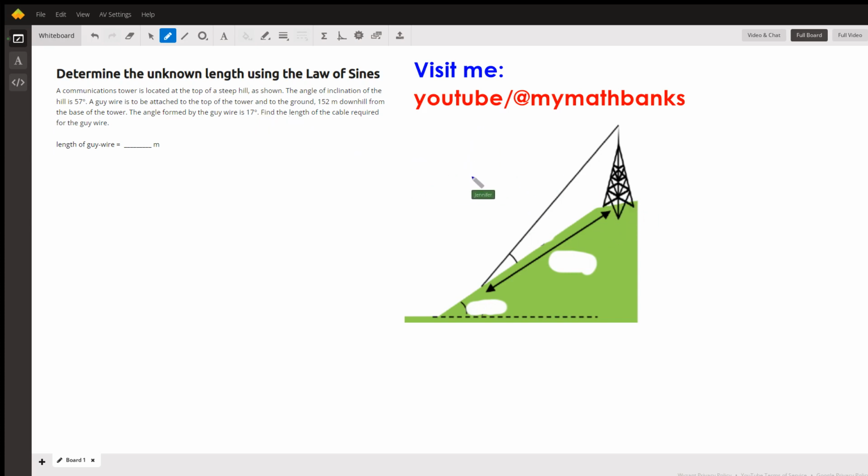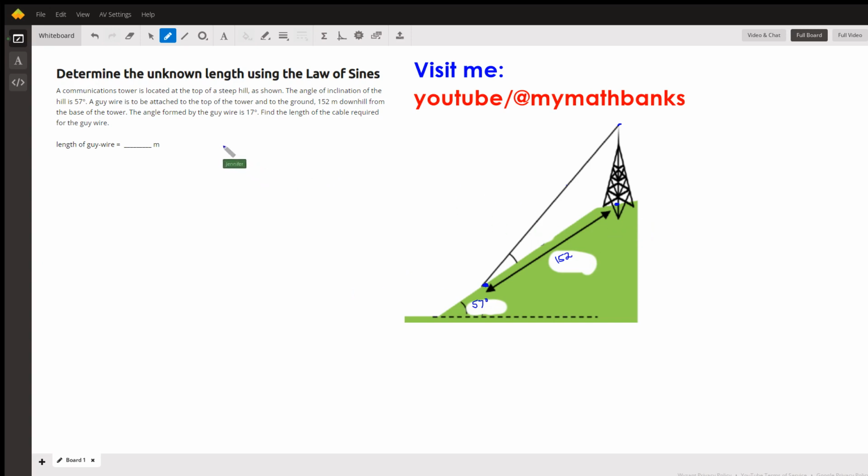The angle of inclination of the hill is 57 degrees. So this is 57 degrees. That's the angle of inclination with the horizontal. A guide wire, this is your guide wire right here, is attached to the top of the tower to the ground. So this is attached to this ground, 150 meters downhill from the base to where it is attached, and that's 152.